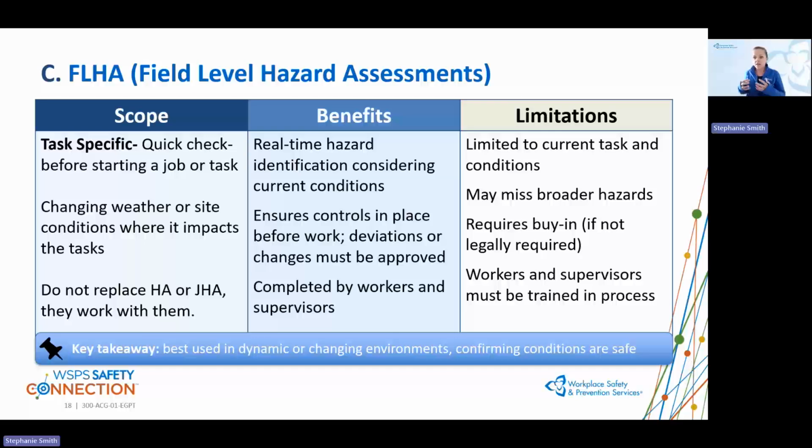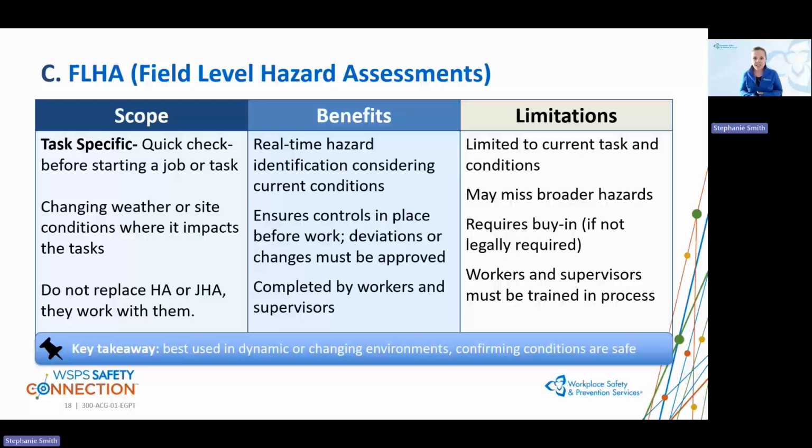So if you're outside doing work and it's pouring rain that day, you would do a field level hazard assessment of how to do that job safely, or with different construction companies coming in every day to the site. It ensures that controls are in place before the work is started, and any deviations from that control must be approved. It's completed by workers and supervisors because it's a real-time check.